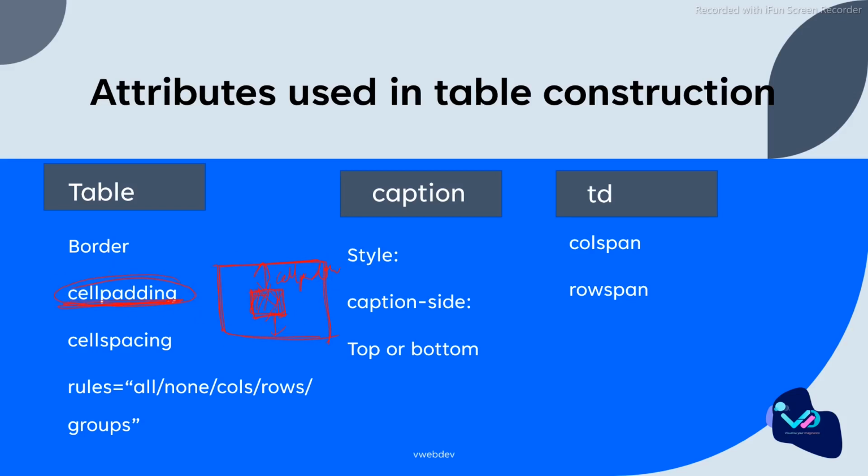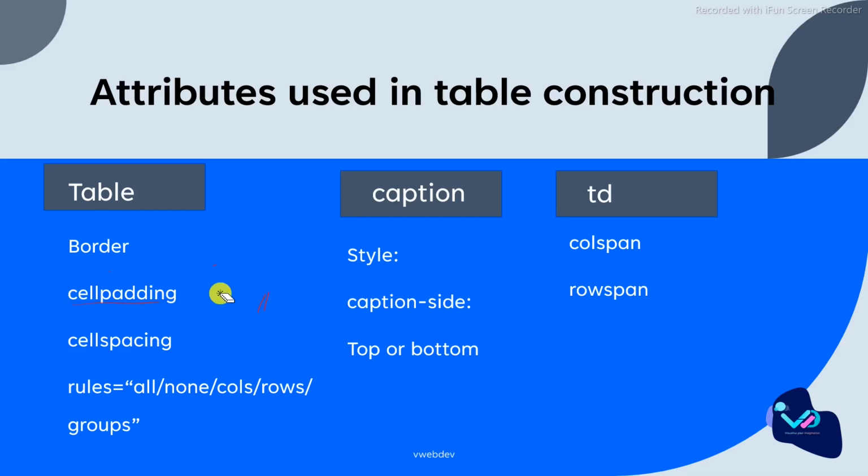The value specified in the cell padding will affect each and every TD of the table, so be careful with that. If you want the text and the border to not have much space, then you could give a smaller value. By default, there is some value specified and you can overwrite it using the cell padding property.